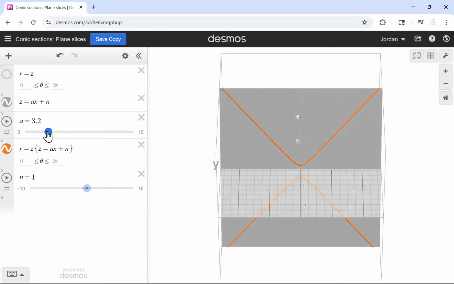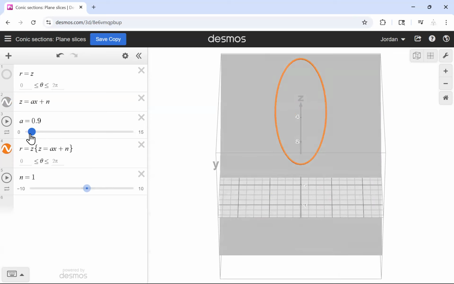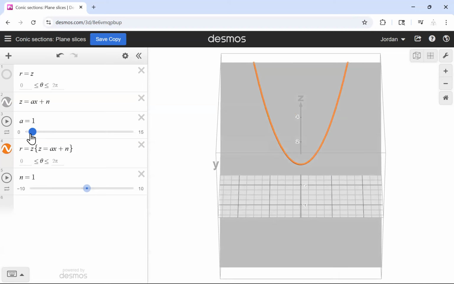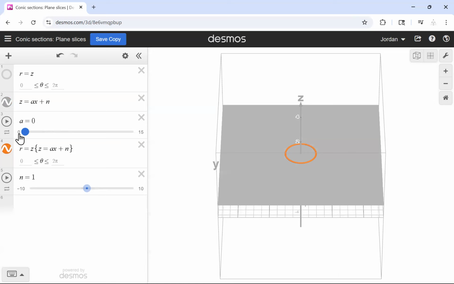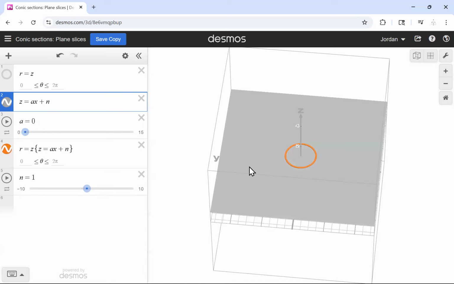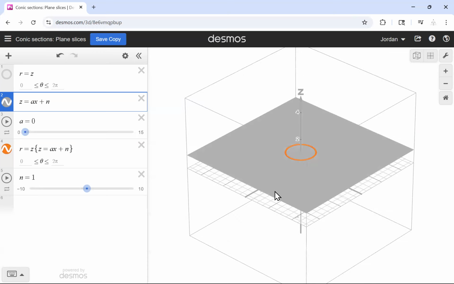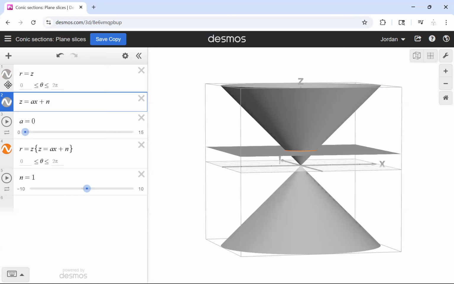So we go from hyperbola, parabola, ellipse, circle, and those are the types of non-trivial conic sections.